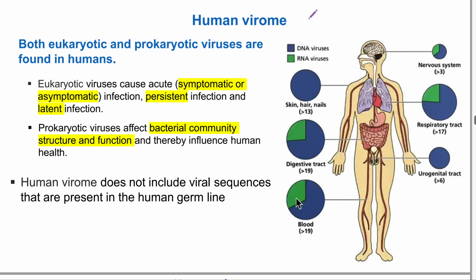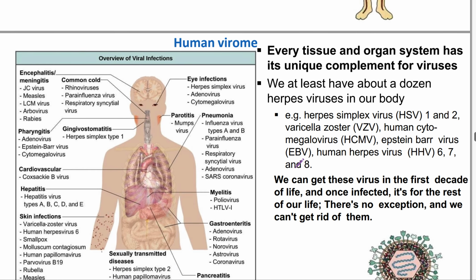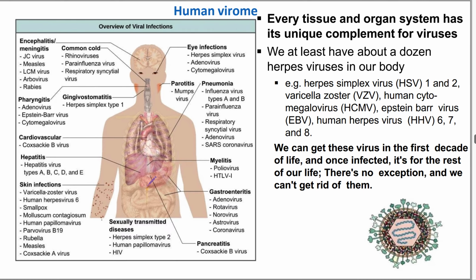You can see here, these are the DNA viruses and these are the RNA viruses. The number of DNA viruses is much higher than the RNA viruses in human beings. Here are examples of several viruses that affect human beings, causing encephalitis or meningitis. These are inflammatory diseases caused by viruses like JC virus, measles, arbovirus or rabies virus. They infect the human brain, producing encephalitis or meningitis.